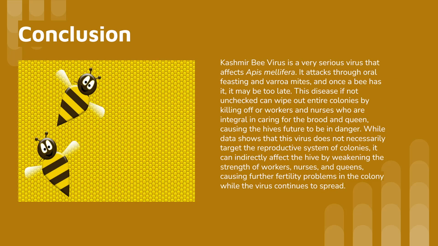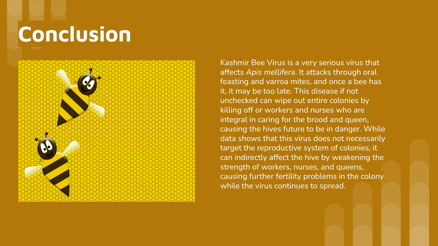So to conclude, we talked about how Kashmir bee virus is a very, very serious virus that affects honeybees. It attacks through oral feeding and varroa mites, as well as fecal matter and vertical transmission from queen to the brood itself. This disease, if left unchecked, can wipe out entire colonies by killing off workers and nurses who are integral in caring for the brood and the queen, causing the hive's future to be in danger.